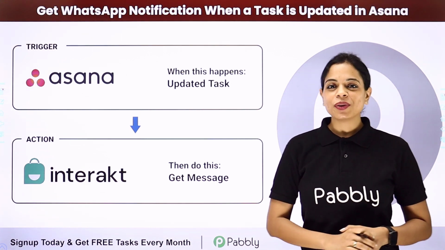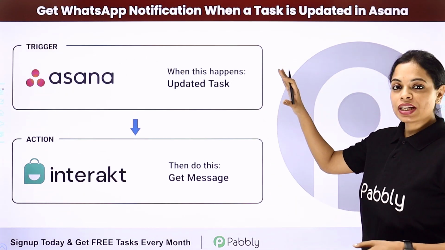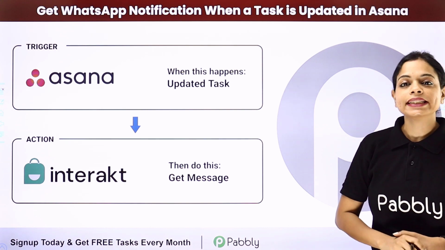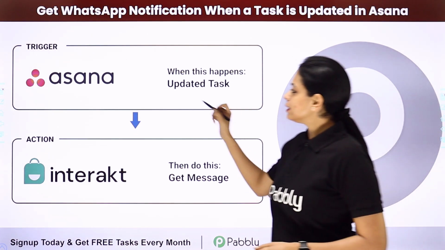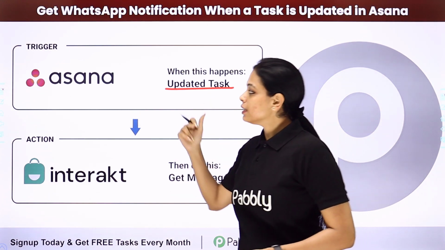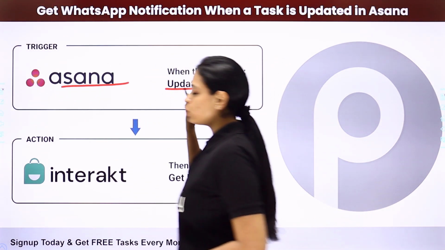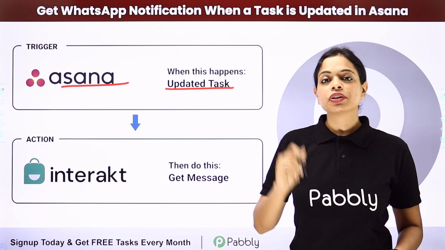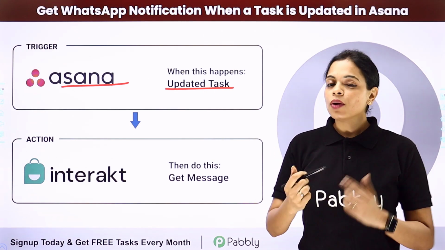In this video, we are going to see how to get a WhatsApp notification when a task is updated in Asana. So here, let's say every time a task which is already there is updated in Asana, which is a project management software, I want a WhatsApp notification to be sent to the admin. How can that be done?